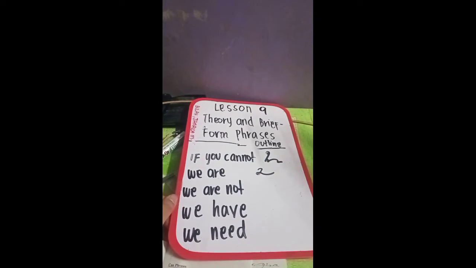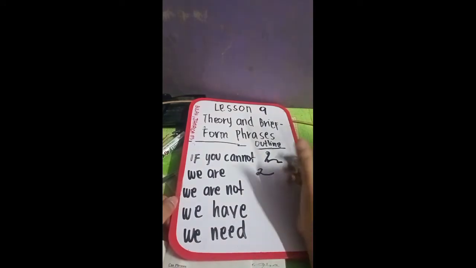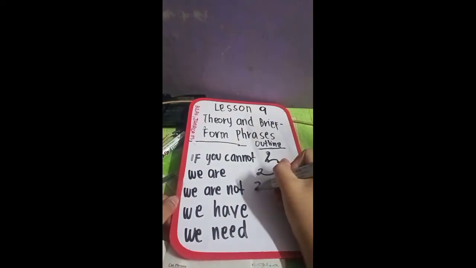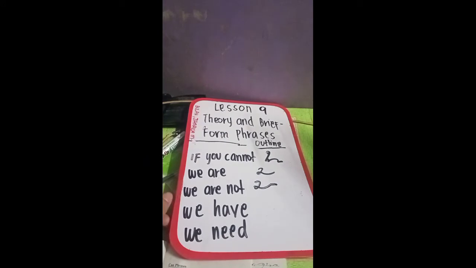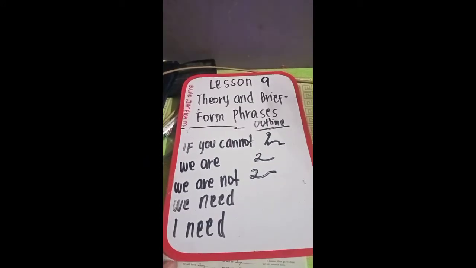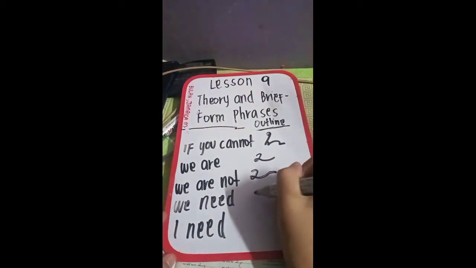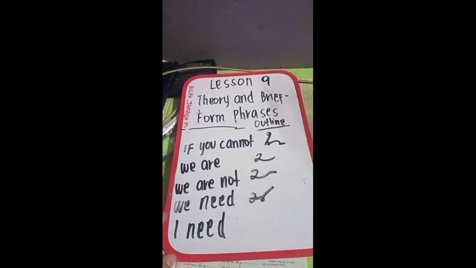Next is "we are not." U R, we just add "not" at the end. We are not. Next is "we need." U E, N E D. We need.